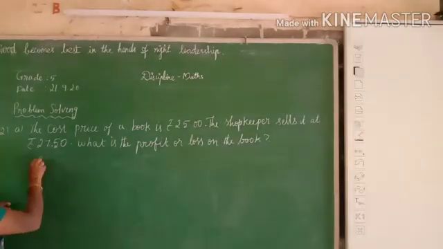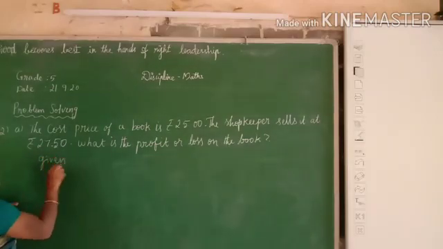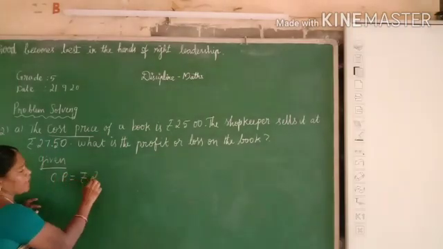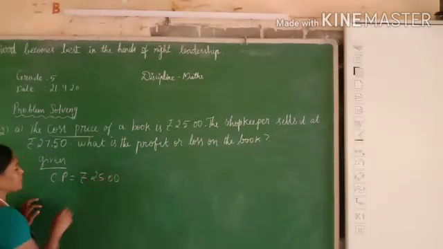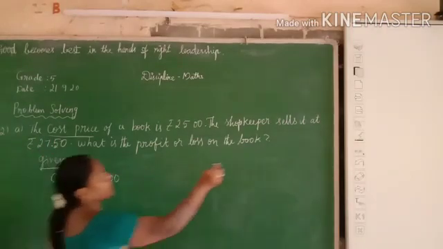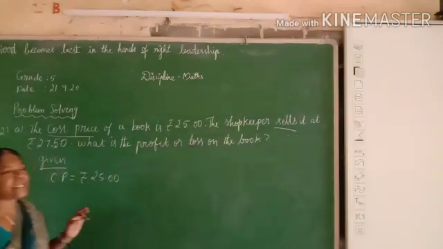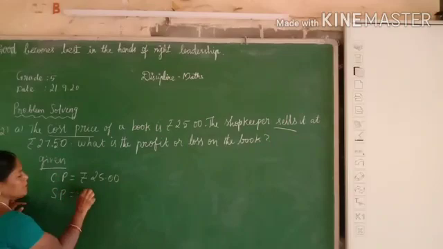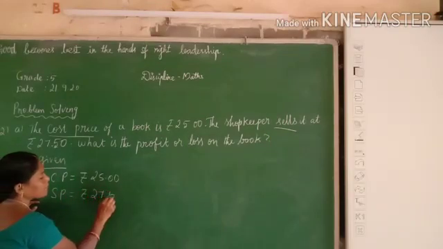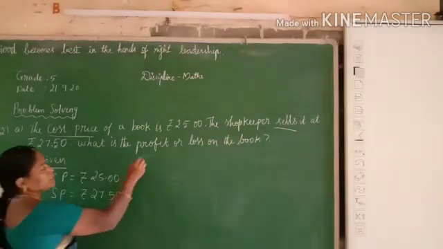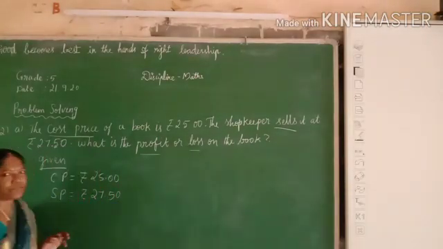Here, what was given in the question? The cost price, rupees 25. Then what else was given? The selling price was given, rupees 27 rupees 50 paise. Now what we have to find out? The profit or loss.